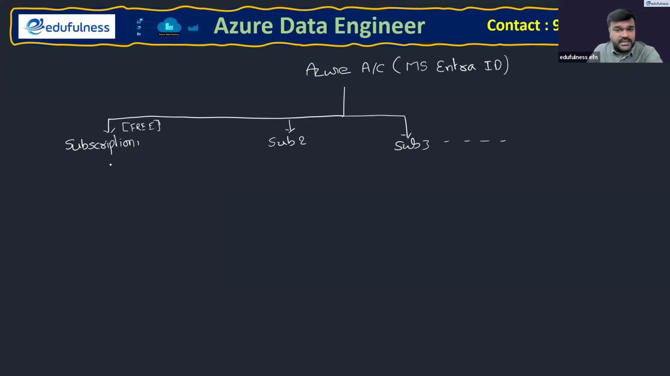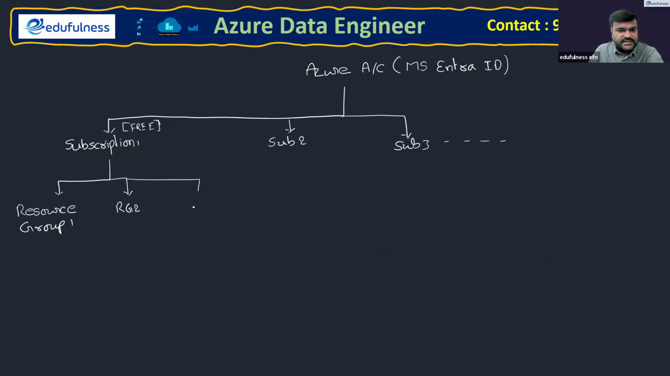Now when you come under one subscription, higher in the hierarchy, who will be there actually? Whatever we are discussing now, we are going to see practically. So the subscription one, that may be free in your case. Under this subscription, you are going to have a resource group. So the name is called resource group. You can have multiple resource groups.